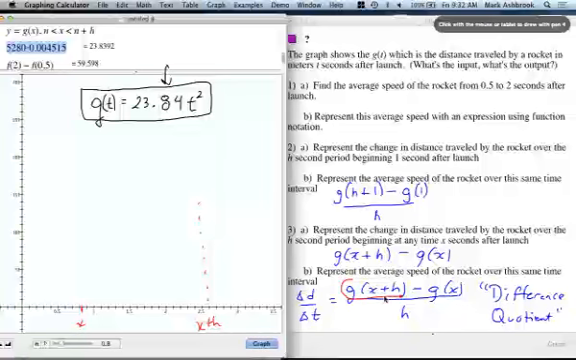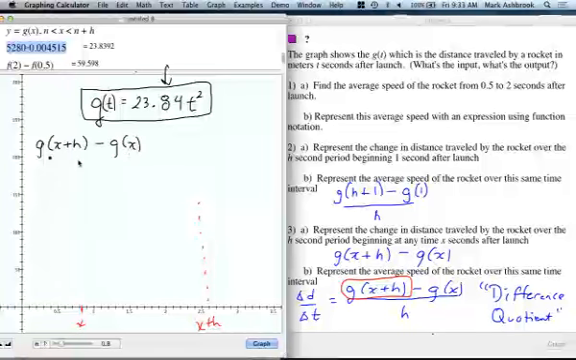All right, so we just do it one piece at a time. And that's actually the hardest piece right there. And then the rest we just kind of write down. So first of all, what is g of x plus h? So g of, write it up here. So if g of t is 23.84 t squared, we're just going to focus on this first part. What is g of x plus h?